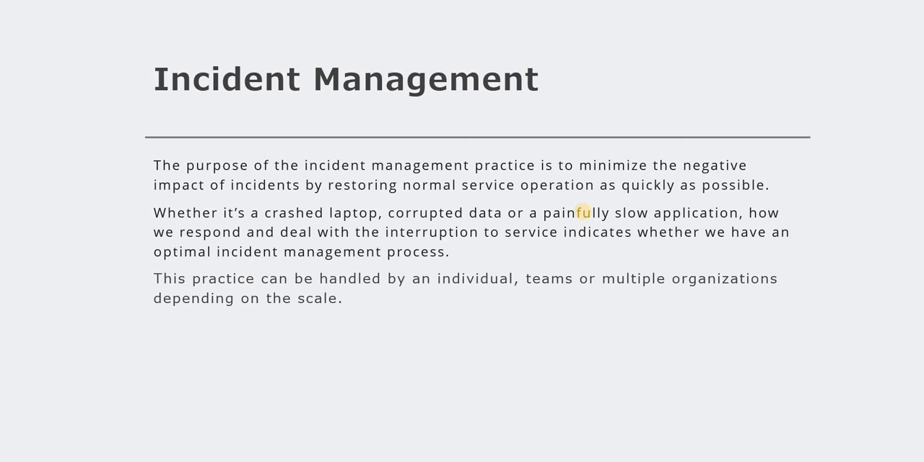they will push all the technical teams to restore that as soon as possible, and then later we will look at why this happened. So their only focus is to restore that website or that particular service as quickly as possible. Whether it's a crashed laptop, corrupted data, or a painfully slow application, how we respond and deal with the interruption to service indicates whether we have an optimal incident management process. This practice can be handled by individual teams or multiple organizations depending on the scale. So incident management can be a team or an individual or multiple organizations as well.